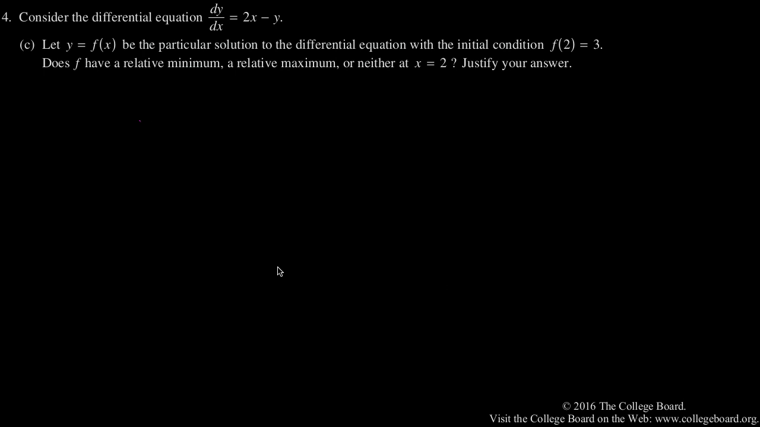All right, part C, we're given some particular solution. We don't need to find it for part C, but we want to figure out if f, this particular solution, has a relative minimum, relative maximum, or neither at x equals 2, and we want to justify. So we're going to use the second derivative test to check.